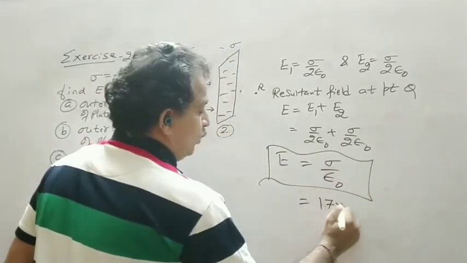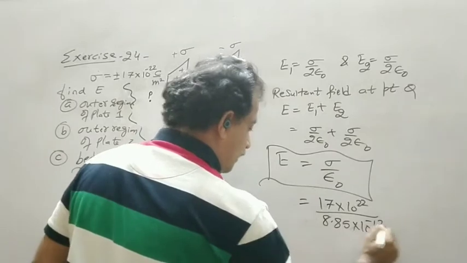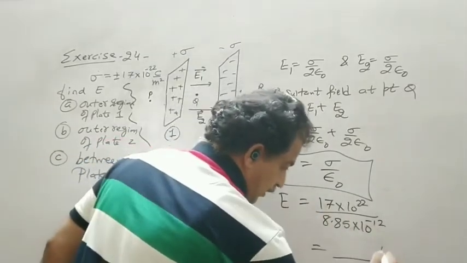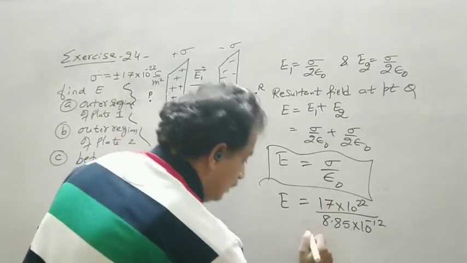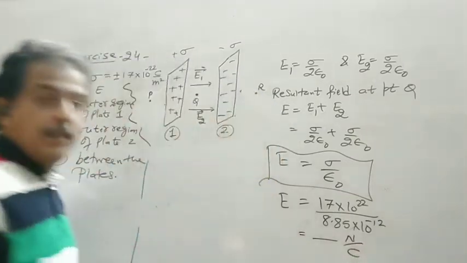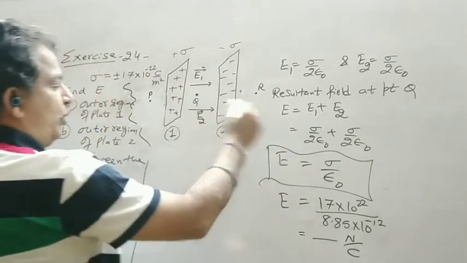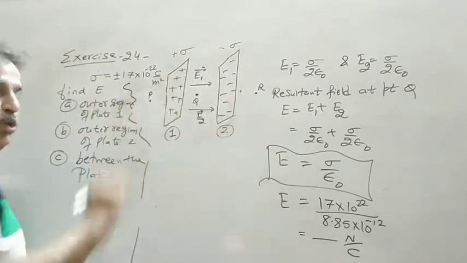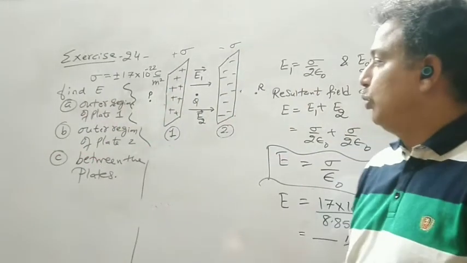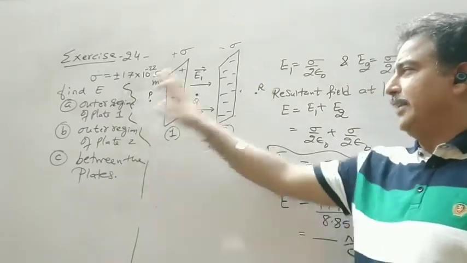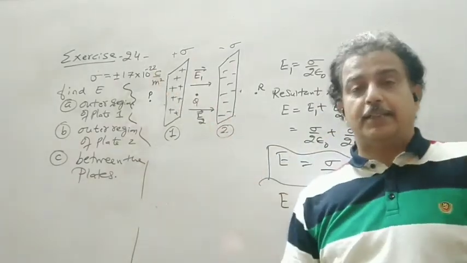Sigma is 17 into 10 raised to 22 divided by epsilon naught, 8.85 into 10 raised to minus 12. So the unit is Newton per Coulomb. You substitute this value and find out, and the direction of this is from plate 1 to plate 2, because one is positively charged and one is negatively charged. So in the outer region of both the plates, the intensity is 0 because no charges are there on the other side of the plates.